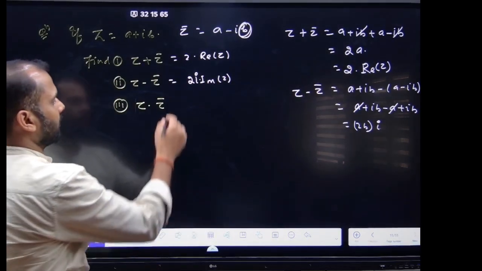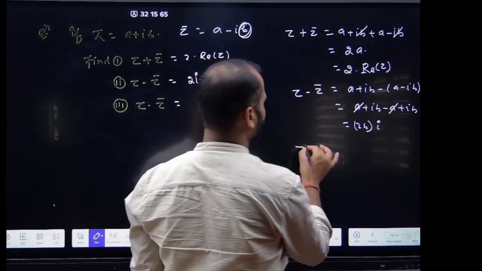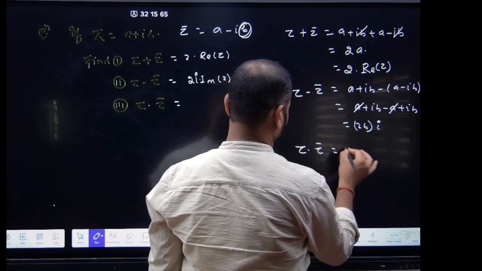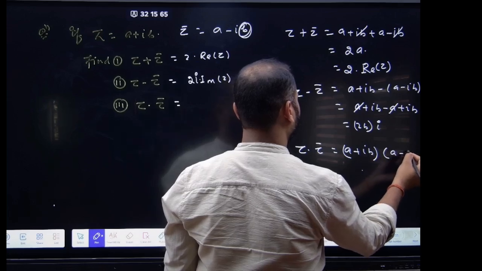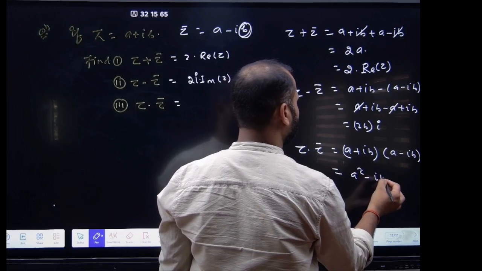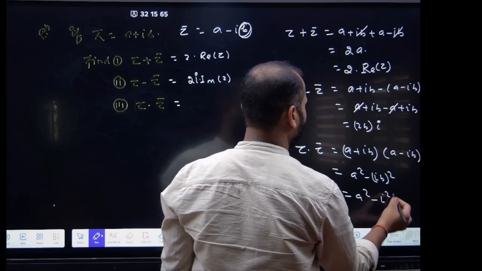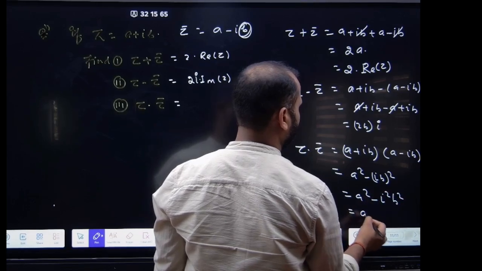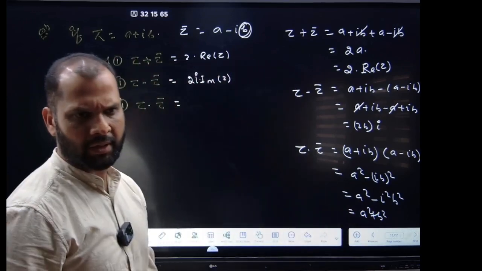What is the product of these two? Calculate that product of these two. z into z bar. So, a plus ib into a minus ib. Can I write like this? So, this is a square minus I square b square. What is I square? Minus 1. So, a square plus b square.